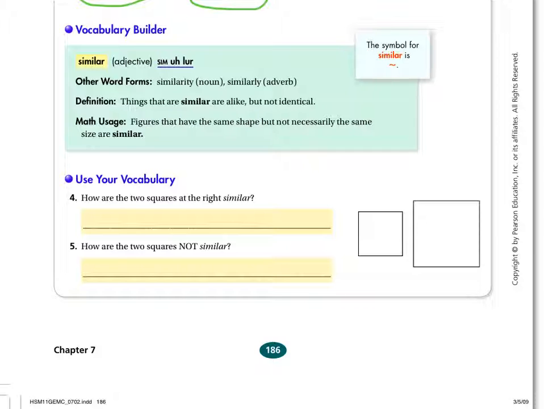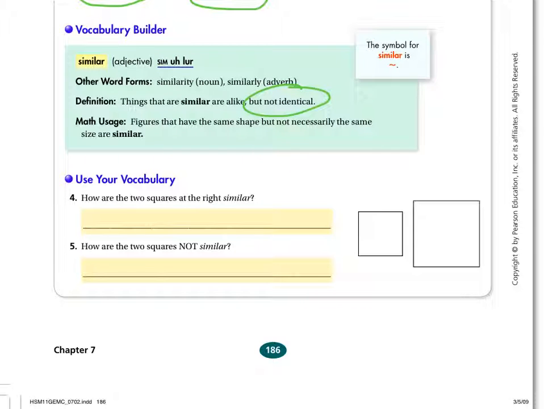Could you say that two identical twins are similar? Sure, you could say they're similar because they share features, right? But look at the actual definition of similar. Things that are similar are alike but not identical.